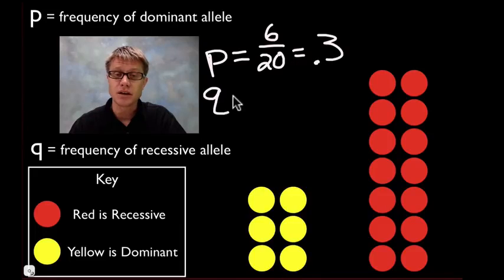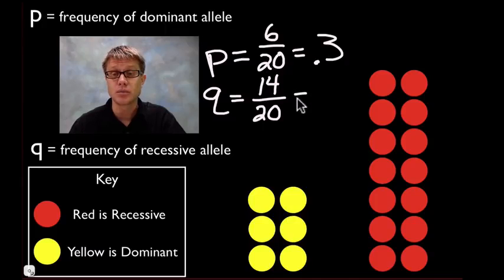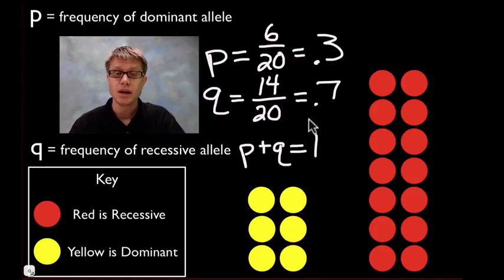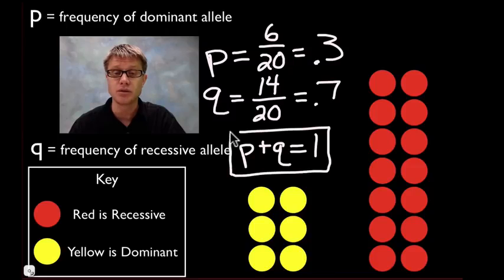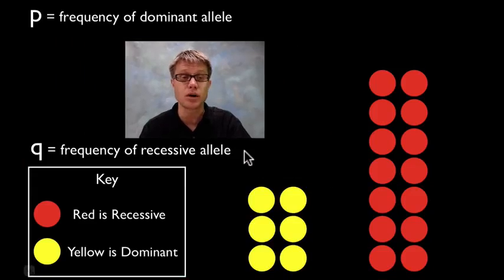Q then is going to give us the frequency of the recessive alleles. Well, there are 14 total recessive alleles divided by a total number of 20, and so our Q value is going to be 0.7. And what you should notice right away, and this is very important, is that P plus Q will always equal 1. In other words, 0.3 plus 0.7 equals 1. In any problem that you solve, P plus Q will always equal 1, and that allows you to solve some tough problems.